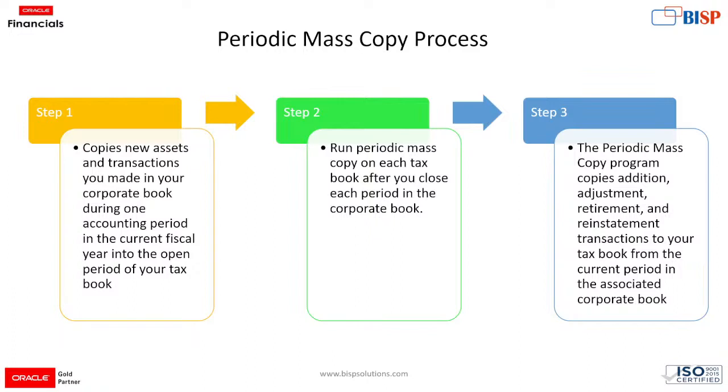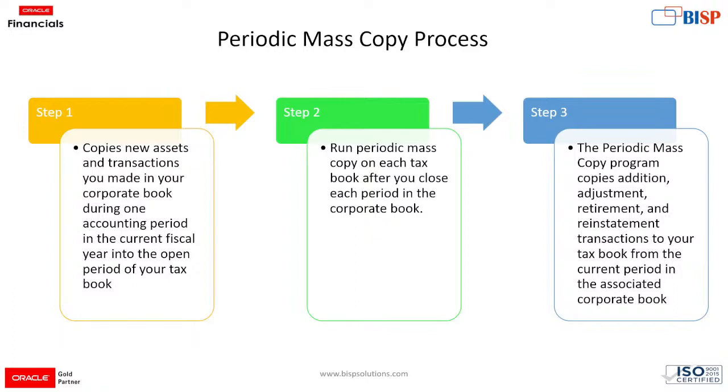You can run the periodic mass copy on each tax book after you close each period in the corporate book. First you have to close the corporate book, then you will perform the depreciation. First you will perform the depreciation, then you will perform the create accounting. After the create accounting, if your books are closed, then you will perform this task, right? So you run the periodic mass copy for each tax book after your closure of each period in the corporate book.